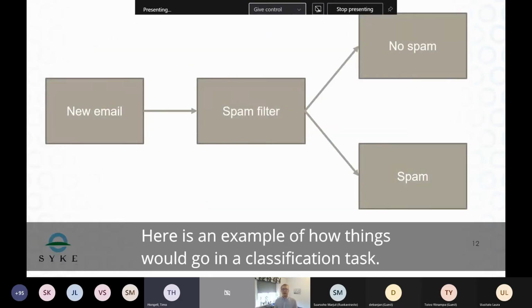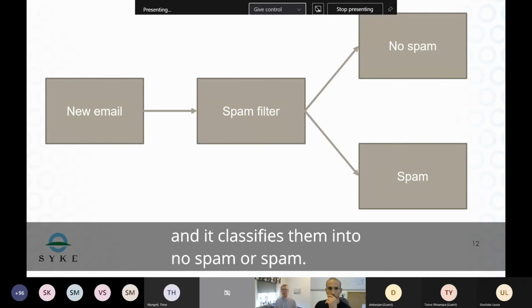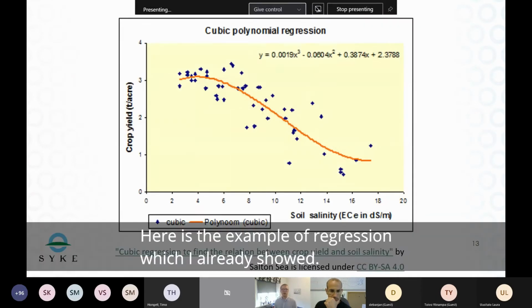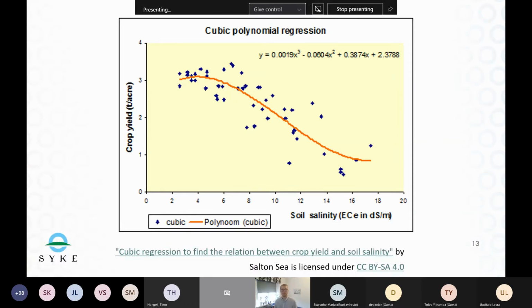Here is an example of how things would go in a classification task. You get a new data point, and then you have a spam filter, and it classifies them automatically to no spam or spam. And here again is the example of regression, which I already showed. So we try to predict the crop yield as a function of soil salinity.